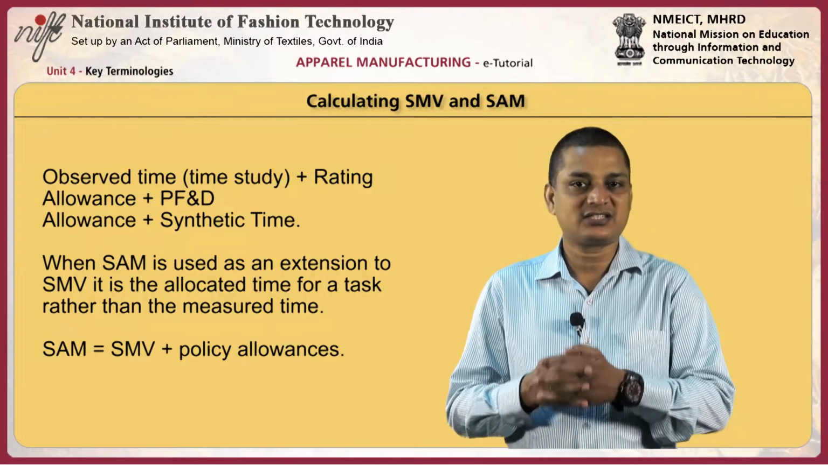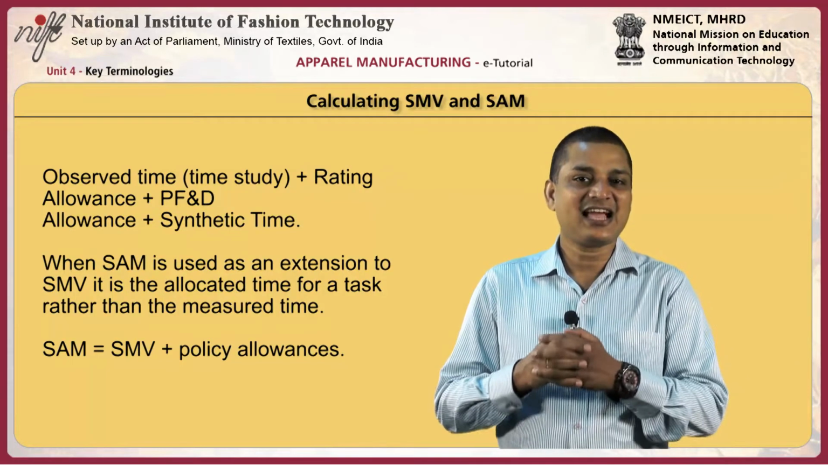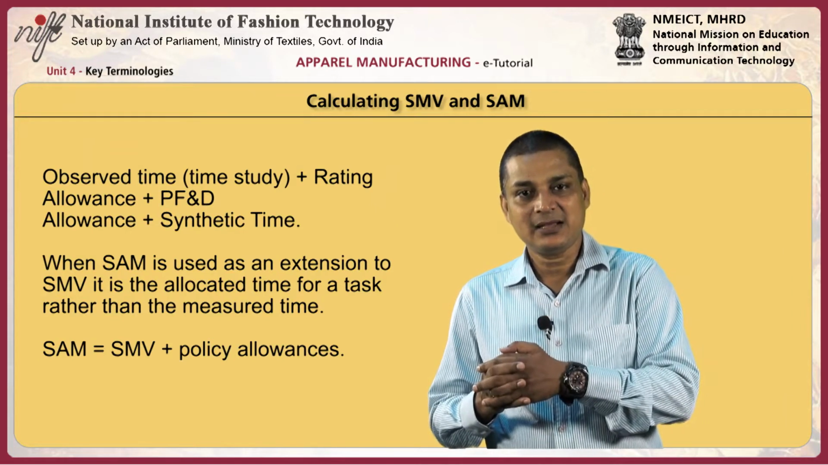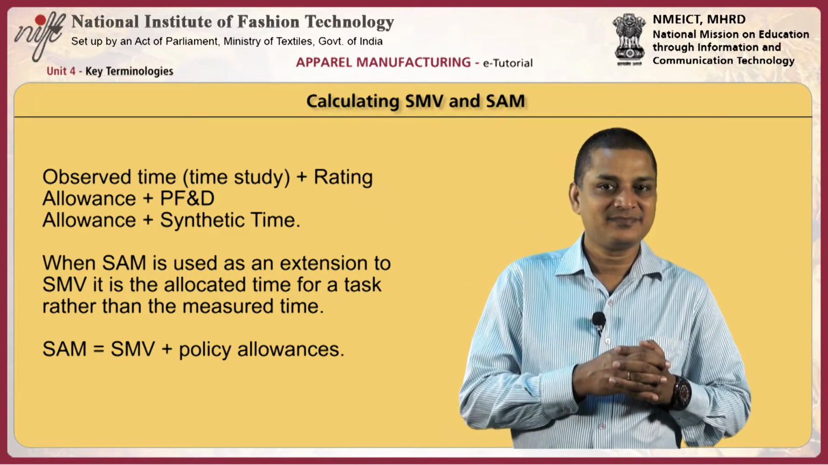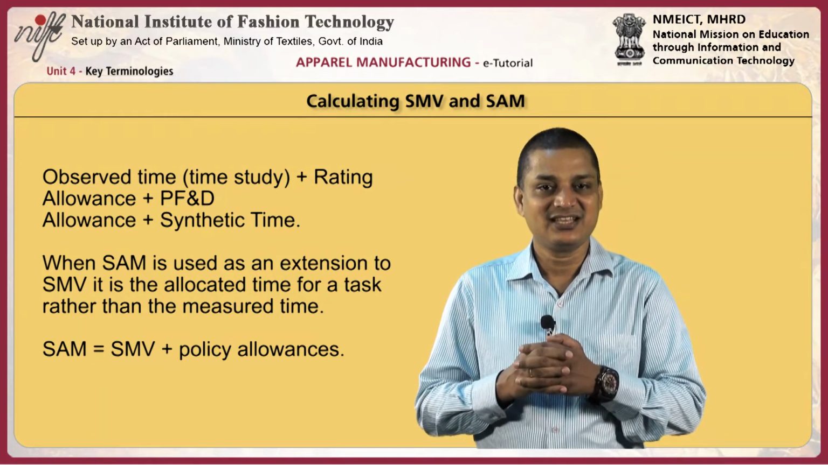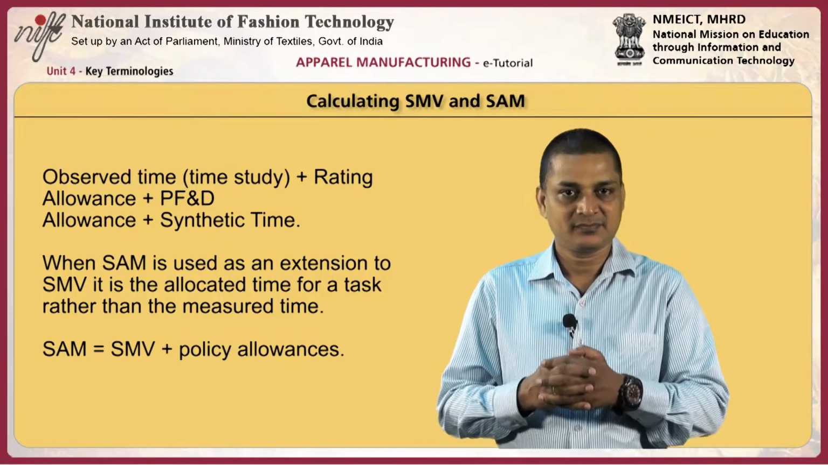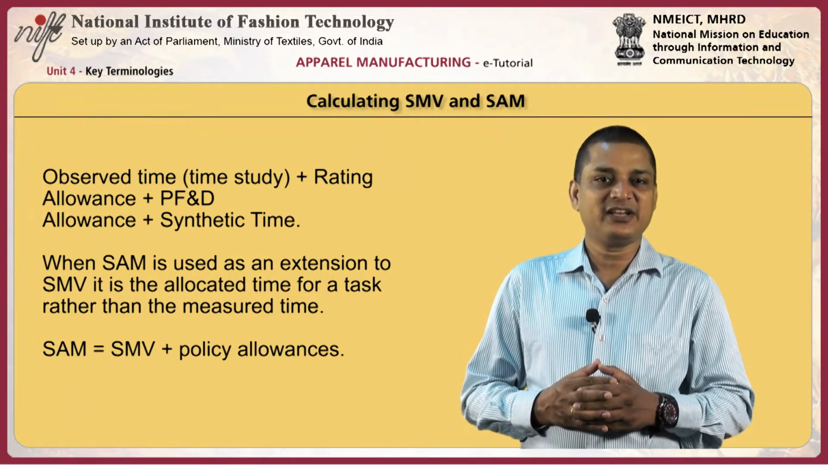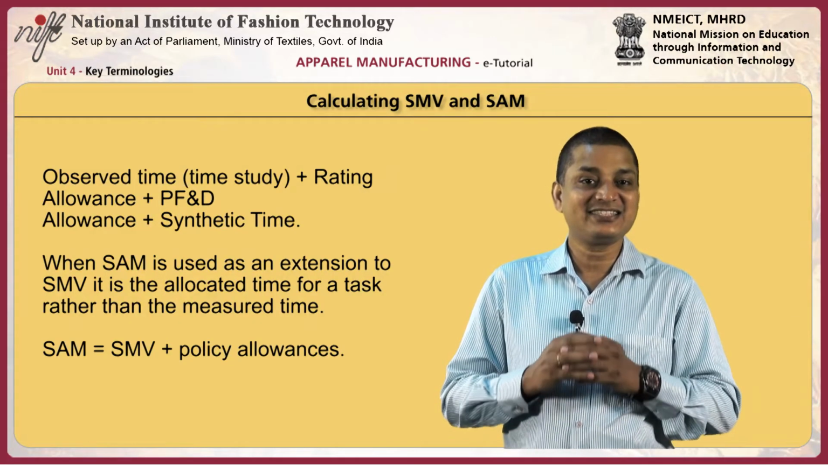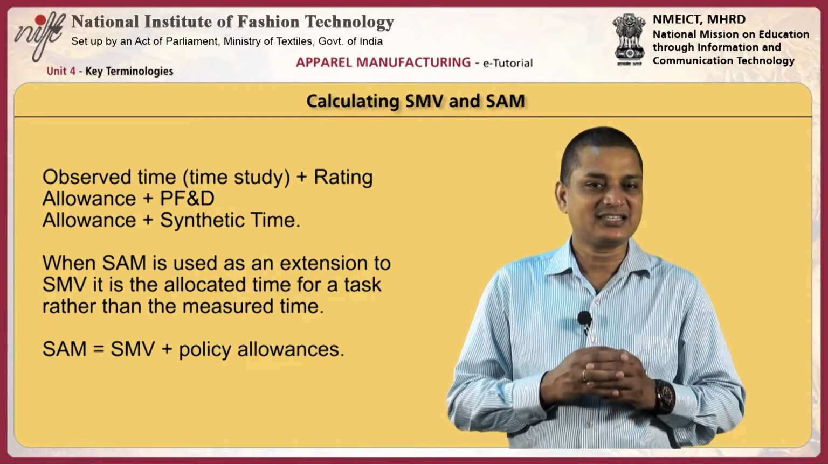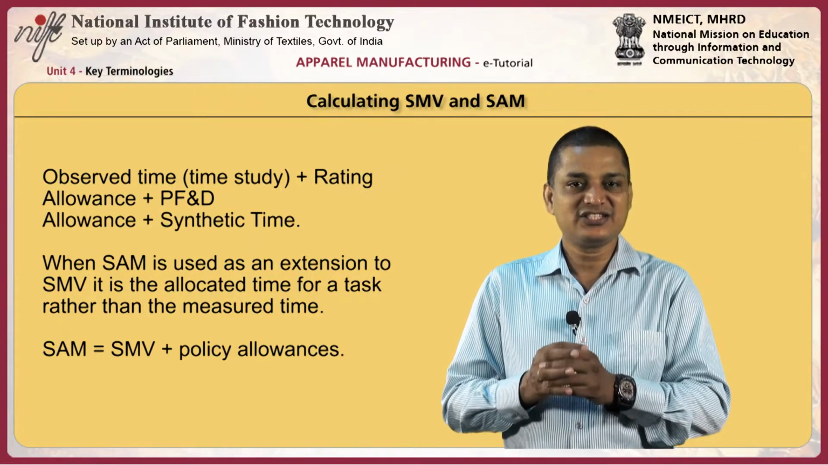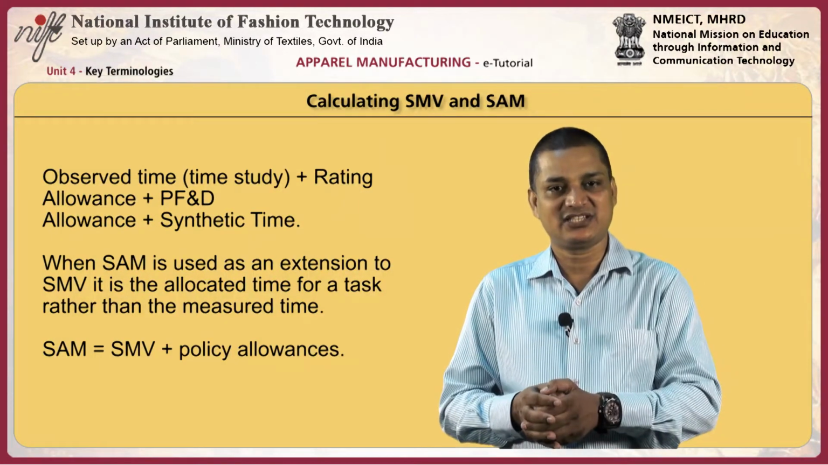Standard allowed minute or single minute value is generally calculated as observed time, what was done during the time study, plus rating allowances, plus personal, fatigue and delay allowances, and synthetic time. When standard allowed minutes is used as an extension of single minute value, it is the allocated time for a task rather than the measured time. Standard allowed minutes is equal to single minute value plus policy allowances.